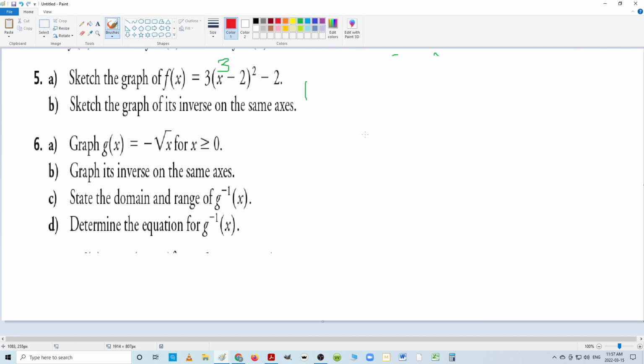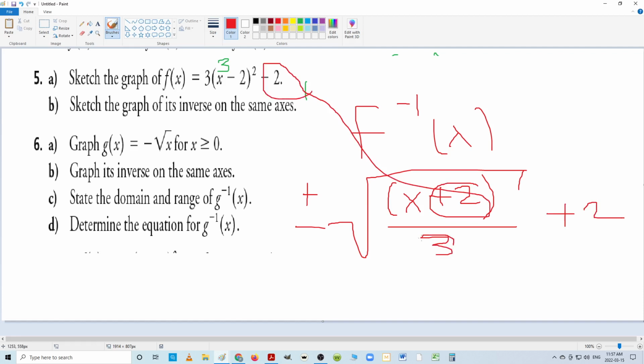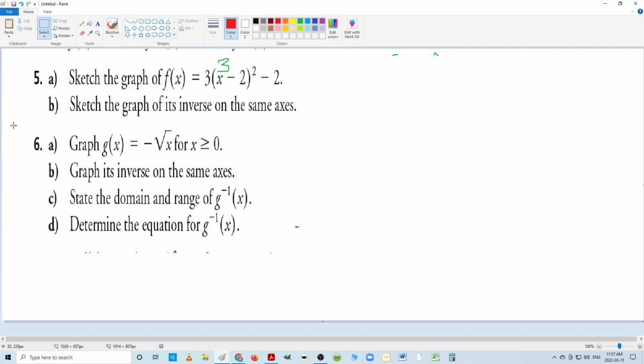So the inverse of that, f of minus 1 x, is always going to come out as a square root, plus or minus. And it's going to be x plus 2 divided by 3, and then plus 2. That was a y transformation. That was a y transformation. That was an x transformation. That will produce the same graph. You can use the methods I used before. I'm just showing you that it can be done quickly.